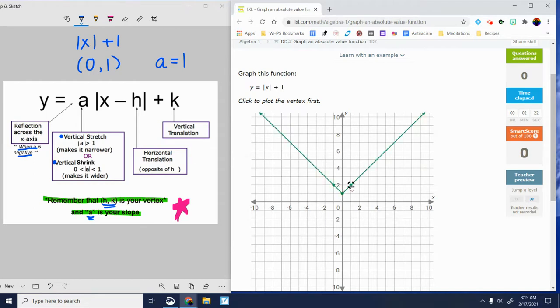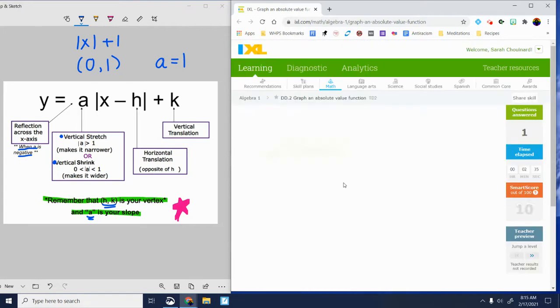And IXL is really nice because it plots the points on both sides for you, the symmetrical point. So you only really have to plot 2 points, the vertex, and then you use the slope to plot the next point.